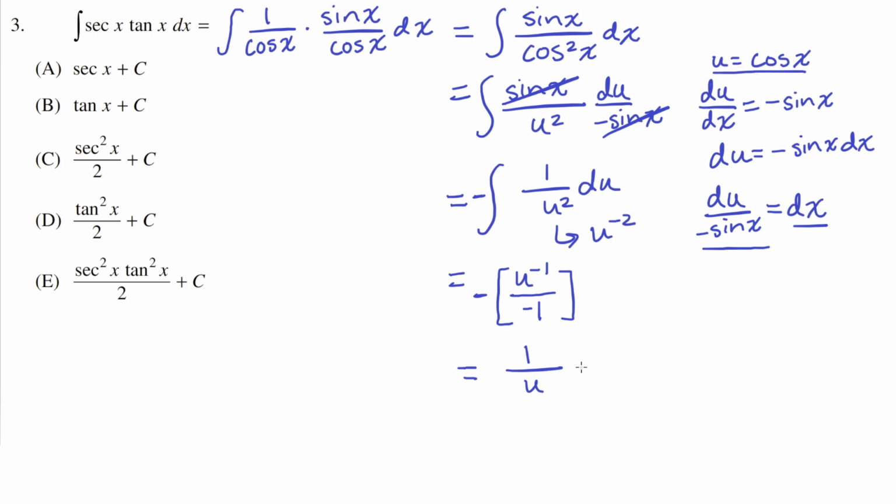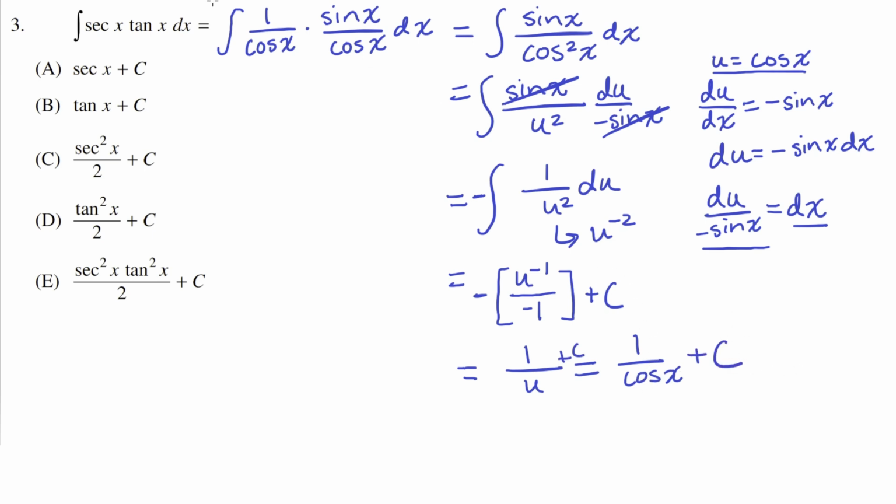So we substituted u as cosine x. So that means we just replace it with cosine x. Oh, and we can't forget our plus c. So there should be a plus c after we integrate.